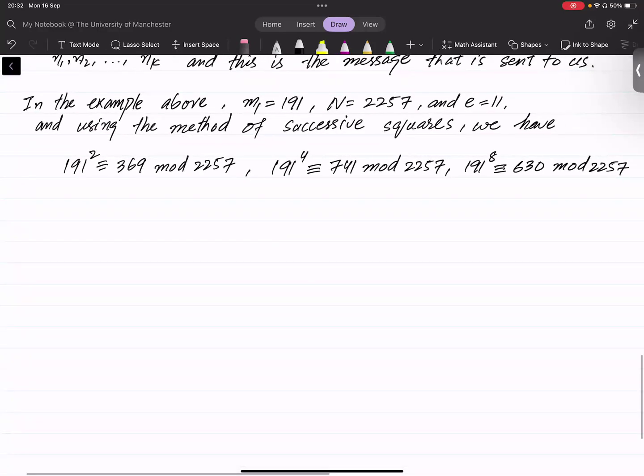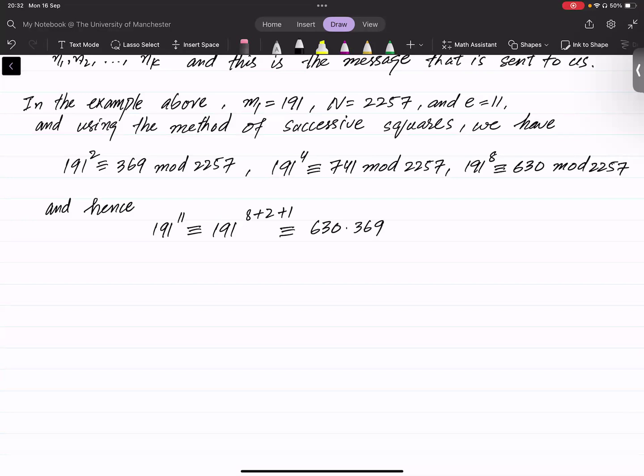Okay, and hence 191 to the power 11 is congruent to 191 to the power 8 plus 2 plus 1, which is congruent to 630 times 369 times 191, which is congruent to 2066 mod 2257. Hence, N1 is equal to 2066.